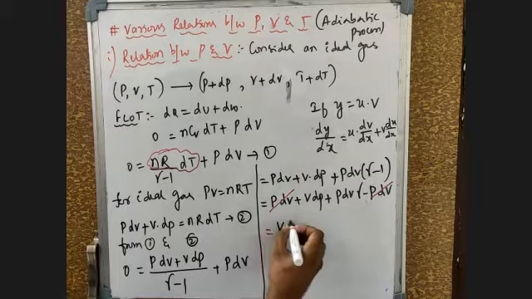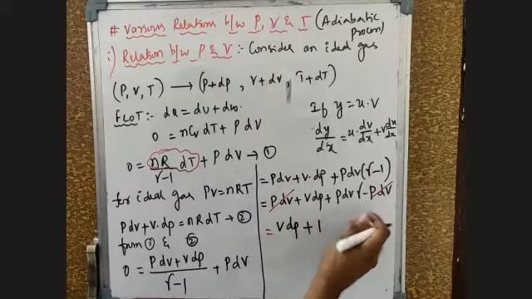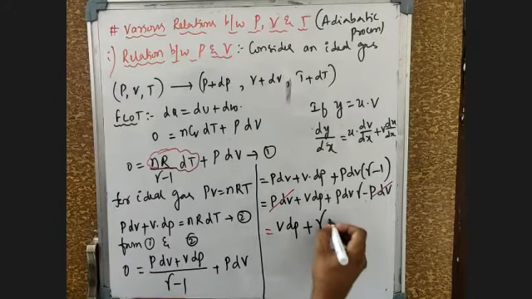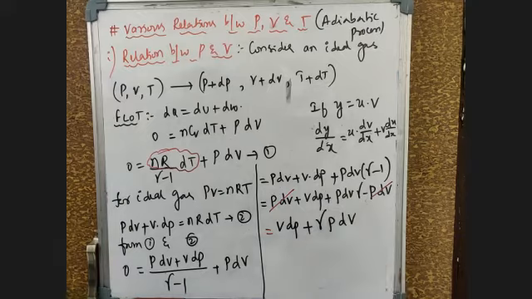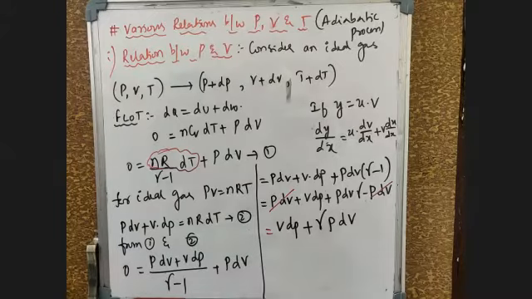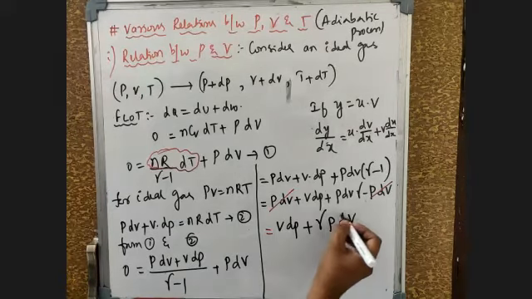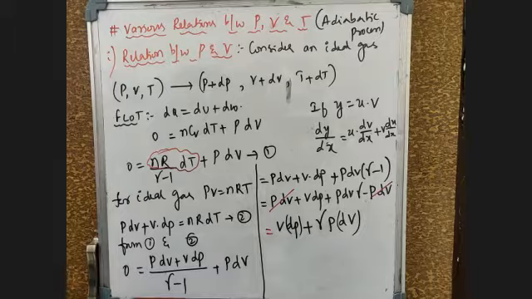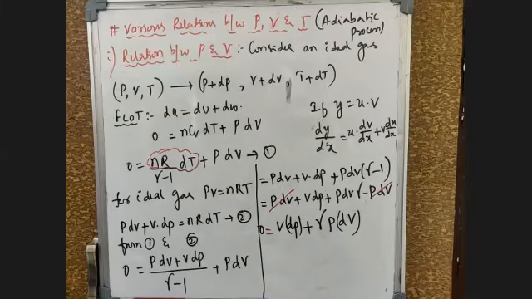V into dP plus P into dV times gamma. I'll take gamma inside: gamma P into dV. So P into dV is one single term, and V into dP is also one single term. This total is equal to zero.